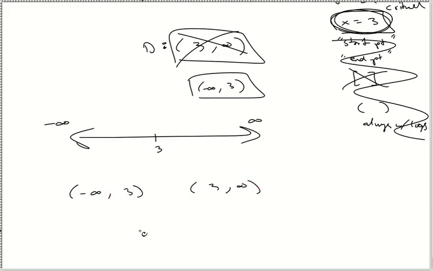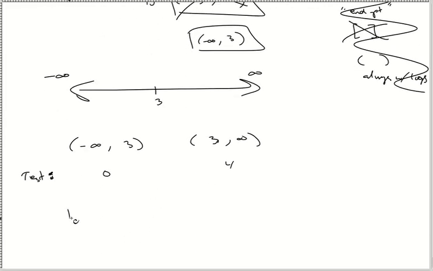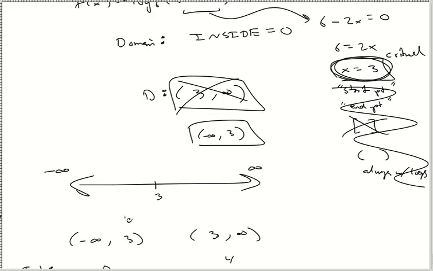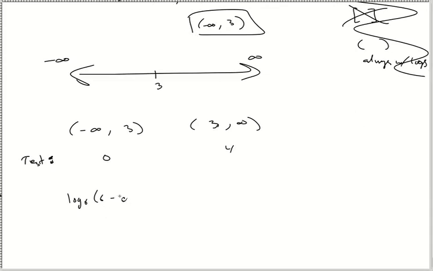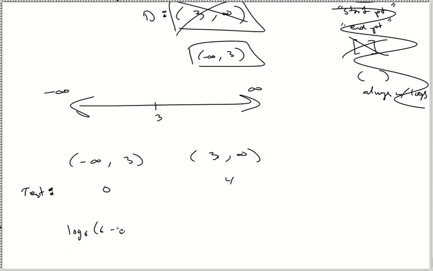And what I want to do is test them with a particular number that is easy inside of the interval. So I'm going to test a 0 because 0 is inside of that interval, and 4. That's a pretty easy number as well. I'm going to test those numbers in the original and see what we get. So log base 6 of 6 minus 2 times 0, which is log base 6 of 6. We've already seen this. They actually cancel, leaving a 1, because that's a 1 power, technically.